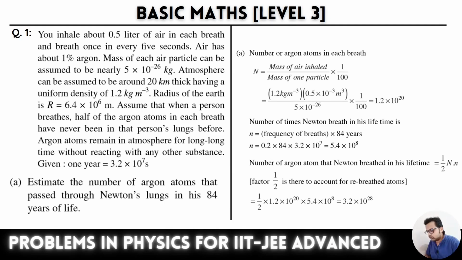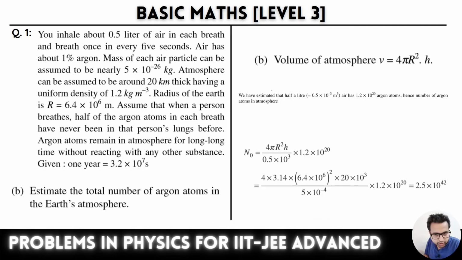Yes. So now let's look into the B part. What we have to calculate in the B part is the total number of argon atoms present in Earth's atmosphere. The question seems very straightforward. We have a 20 kilometer thick atmosphere, and we have to calculate the total number of argon particles present in this atmosphere.